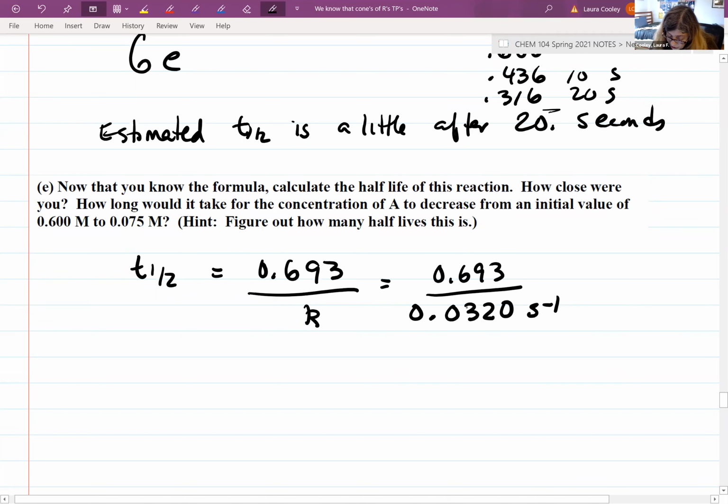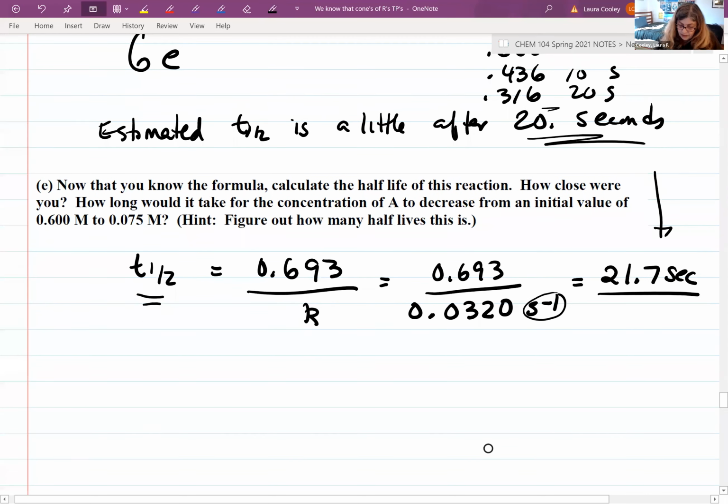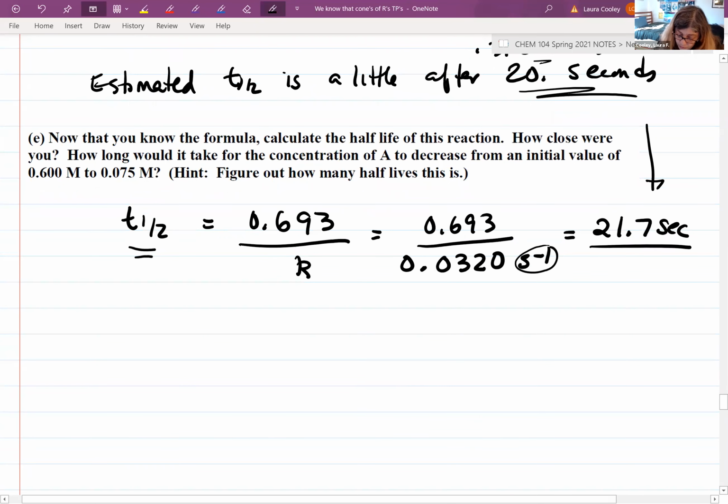So you could look at this. The unit of the t is going to be 1 over seconds to the -1, or seconds. And this comes out to 21.7 seconds. So we were right when we said it was a little bit bigger than 20 seconds. We were pretty close. All right, so now that you know the formula, calculate the half-life, we did that. How close are you? Pretty close.